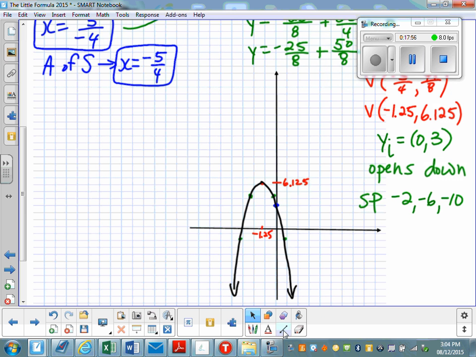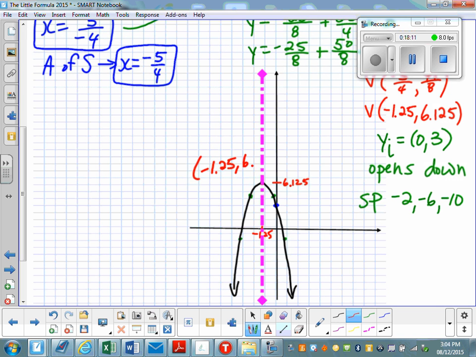My axis of symmetry I need to put on here. So my axis of symmetry is the vertical line that goes right through the vertex. So remember, our vertex there is at -1.25, 6.125. That's our vertex there. Our axis of symmetry is x equals -1.25.